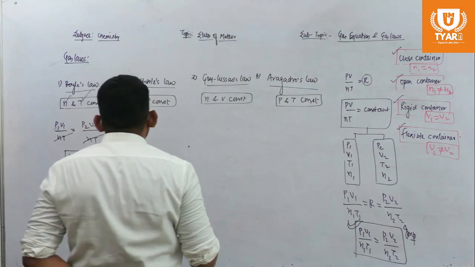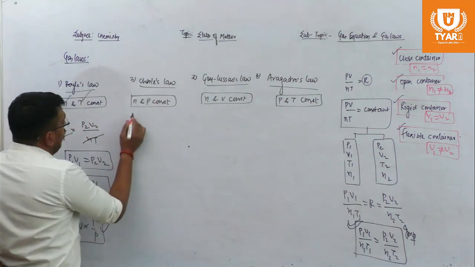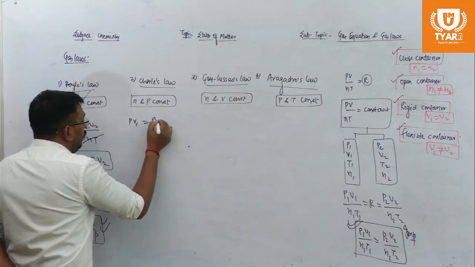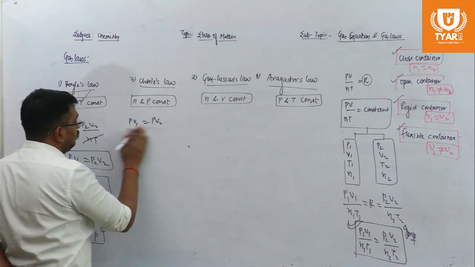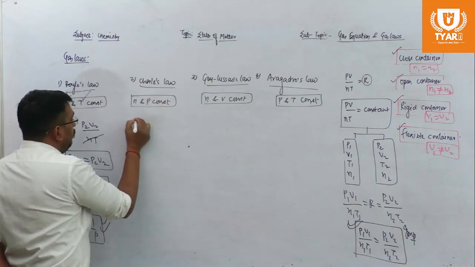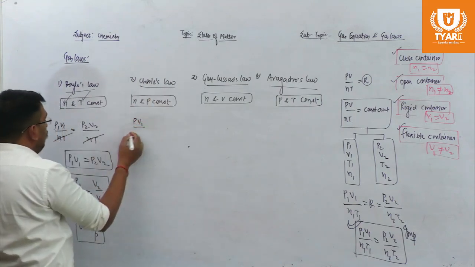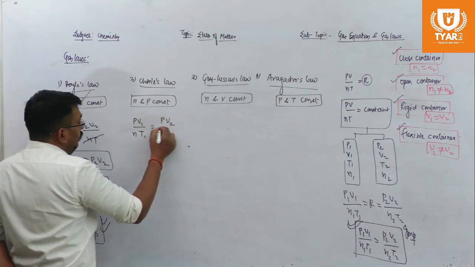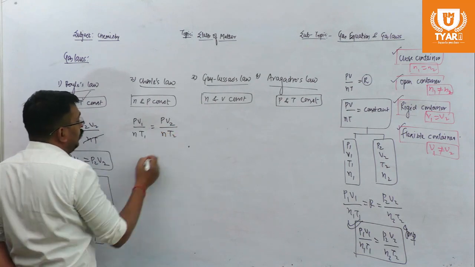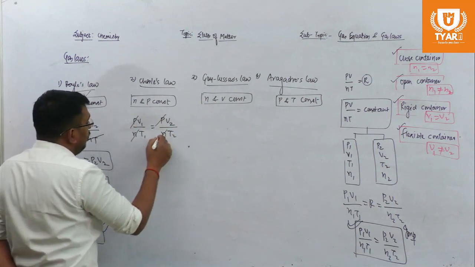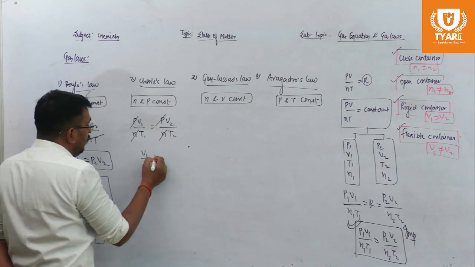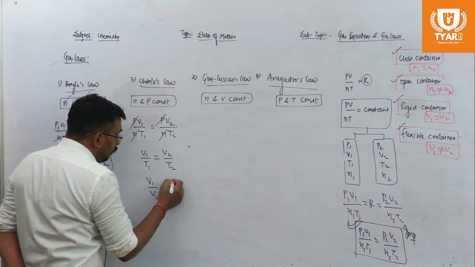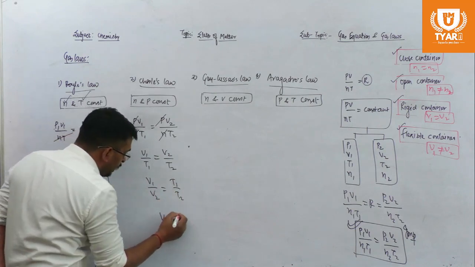Again, come for Charles' law. N and P constant. So we'll write P V1 upon N T1 equals to P V2 upon N T2. So P cancels, N cancels. What is there? V1 upon T1 equals to V2 upon T2, or simply V1 upon V2 equals to T1 upon T2, or simply V is proportional to T.